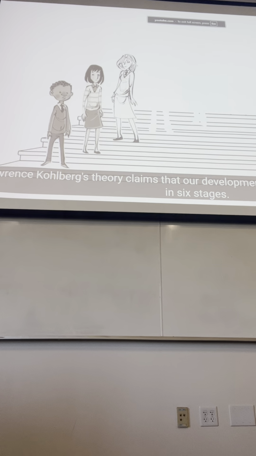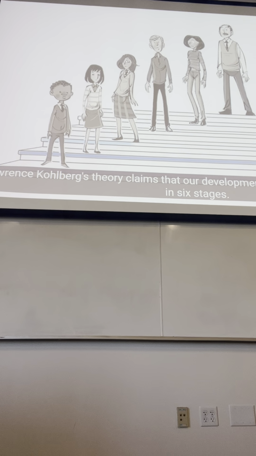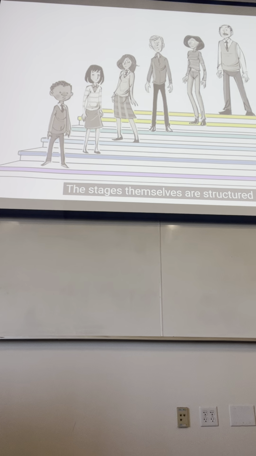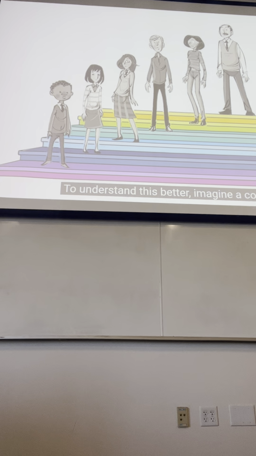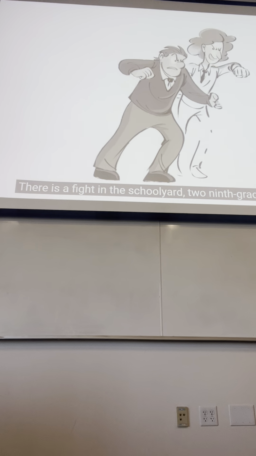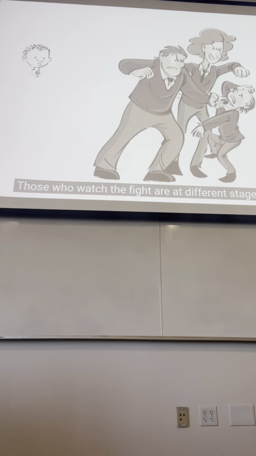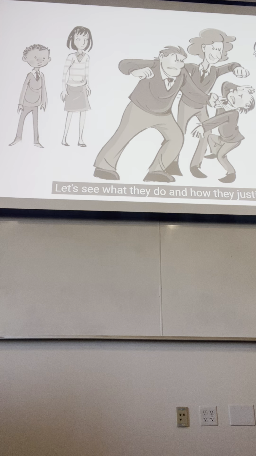Lawrence Kohlberg's theory claims that our development of moral reasoning happens in 6 stages. The stages themselves are structured in 3 levels: pre-conventional, conventional, and post-conventional. To understand this better, imagine a conflict at school. There is a fight in the schoolyard. 2 ninth graders are beating up Tom. Those who watch the fight are at different stages of moral development. Let's see what they do and how they justify their behavior.